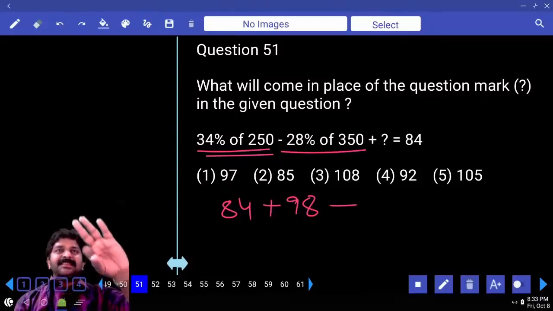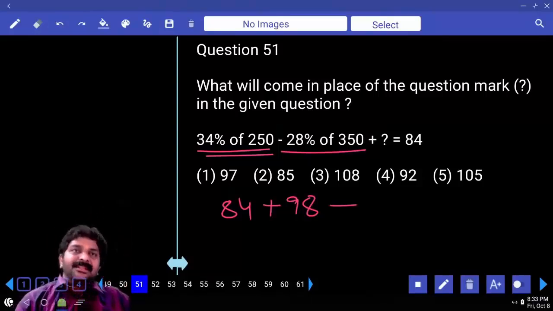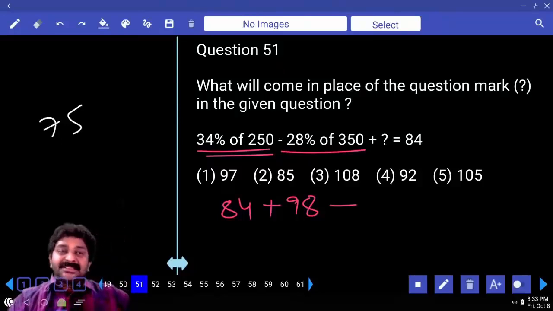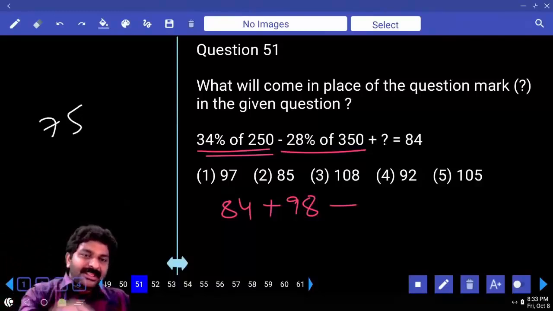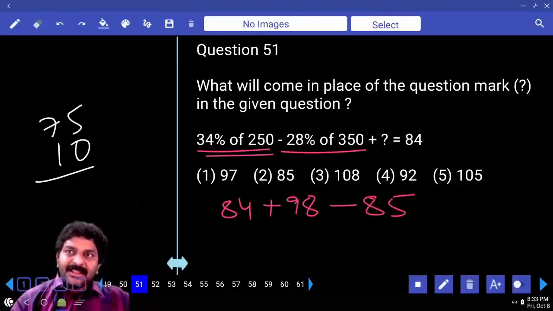34%. Can we treat it as 30% plus 4%? What is 10% of 250? 30%? Sorry, 4%. What is 1%? 2.5. 4% in the sense 2.5, 4 times only, that is equal to 10. When this number 85 goes to the other side, that becomes minus 85 only.